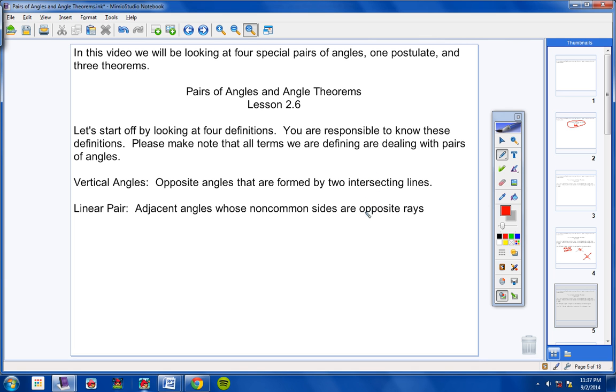A linear pair. Linear pairs are adjacent angles whose non-common sides are opposite rays. Now I'll give you a picture of this in just a second, okay? But copy this in your notes if you would, please. Linear pair, adjacent angles whose non-common sides are opposite rays. Adjacent angles whose non-common sides are opposite rays. Okay, that's what a linear pair is. Now let me give you a picture of it, and it's really easy to understand, students. I'll wait just a couple more seconds, let you guys get caught up.